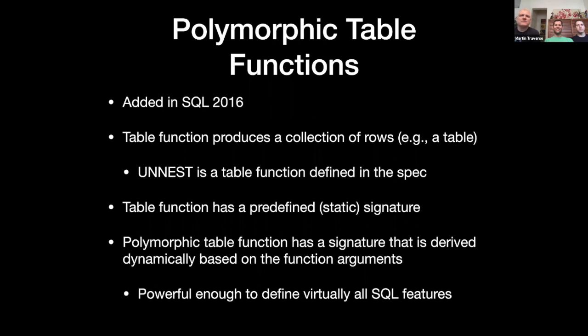So the SQL language has had table functions for a really long time. Yeah, I think forever. But in the latest spec, they added polymorphic table functions. So I'll try and explain this at a really high level, but definitely jump in with questions. So a table function is a function that produces a collection of rows, which we commonly call a table, but is really a multi-set of rows, I think in the spec.